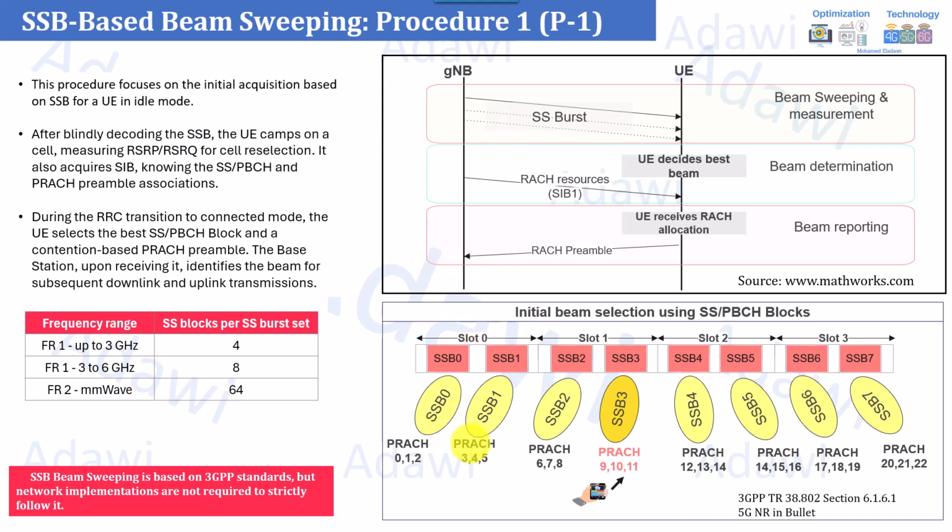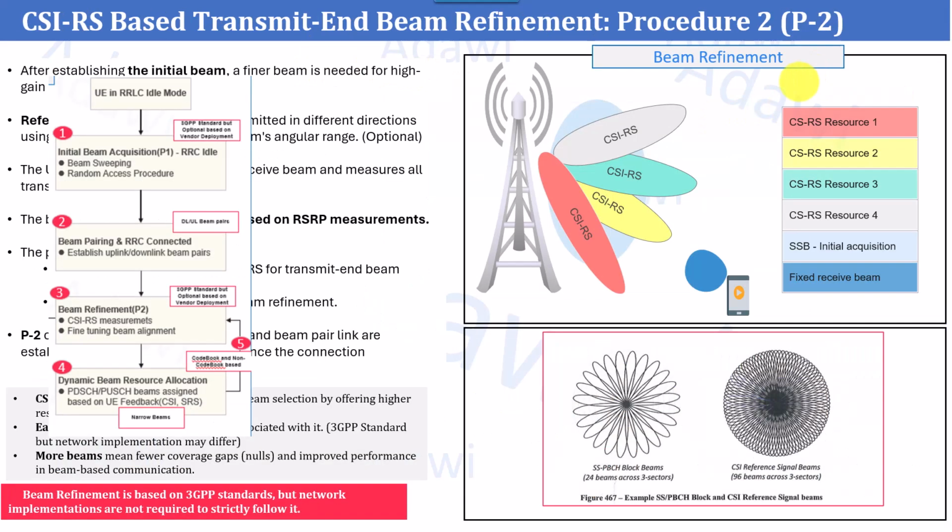So the user doesn't need to decode all that part. One advantage of having a wide beam is that you will have less access time. But at the same time, narrower beams will sometimes give you more advantage in terms of quality or even coverage. But again, all of this is a trade-off. So this is all about the first procedure, SSB, which is the initial beam acquisition.